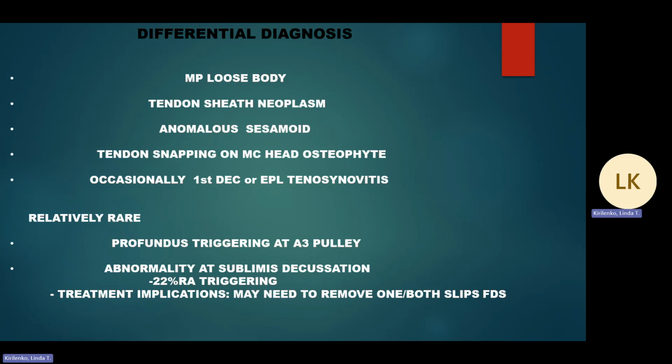Relatively rare causes of triggering occur more distal in the digit to the A1 pulley. You can see profundus triggering at the A3 pulley. This is often associated with abnormalities at the sublimis decussation. In up to 22% of patients affected by rheumatoid arthritis, you can see this abnormality distally in the digit. As far as treatment implications, if this is present, you may need to do an extensile approach and remove both or one slip of the FDS to resolve the condition.